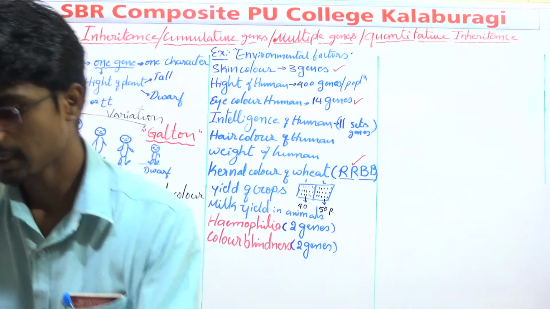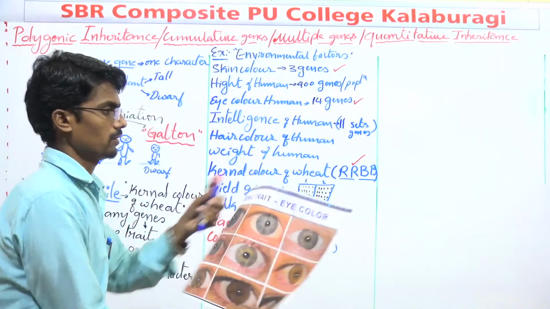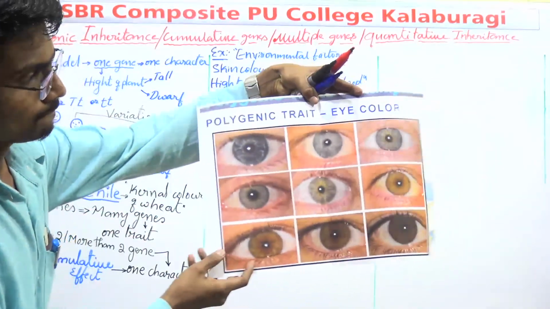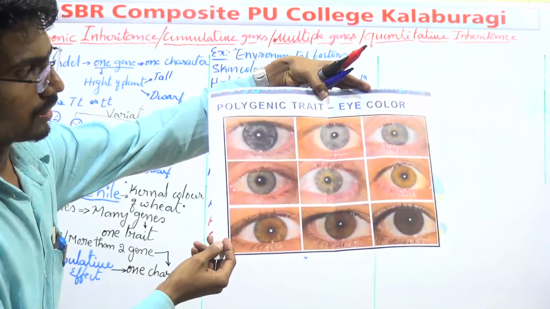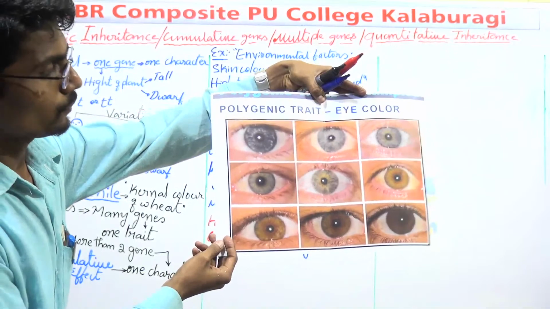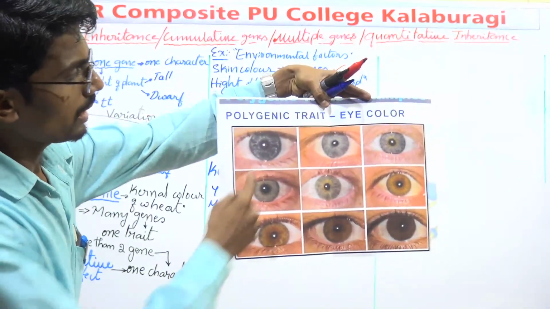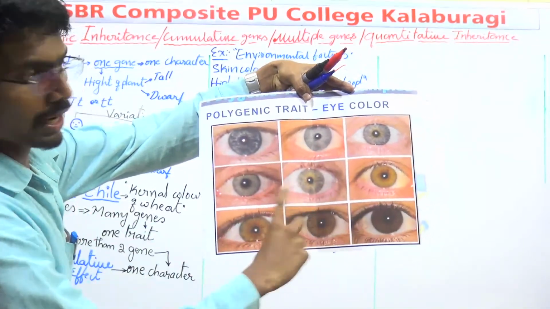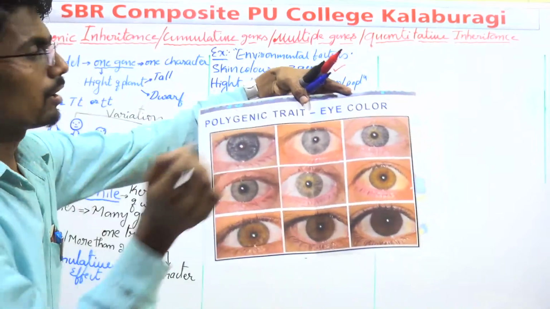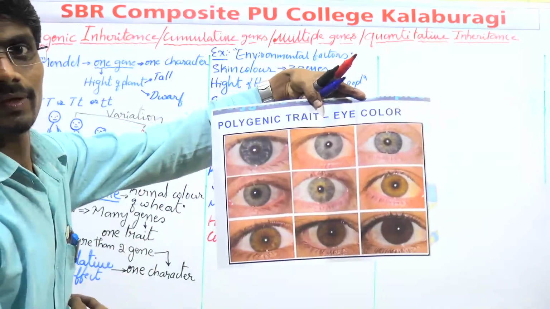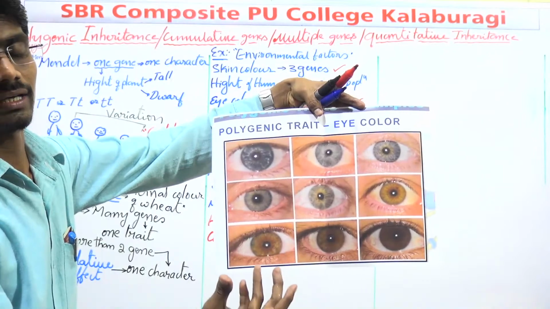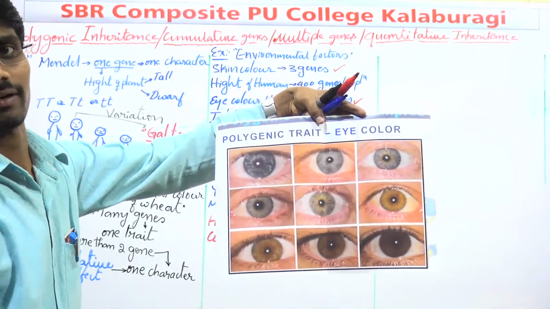Yes, students, you can take this chart. Okay? There are a total of 9 eye color photos here, and these 9 eye colors vary from one eye to another, because this is the best example for a polygenic trait. Got it? Like this, height of human beings, skin color of human beings, etc.